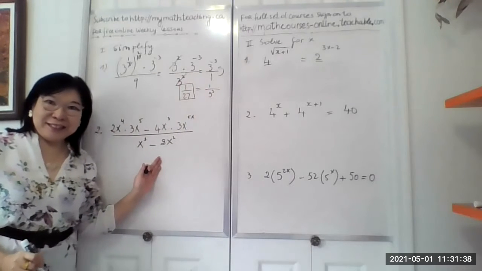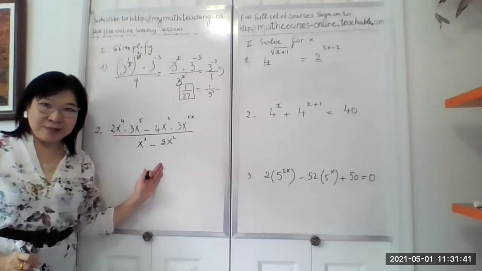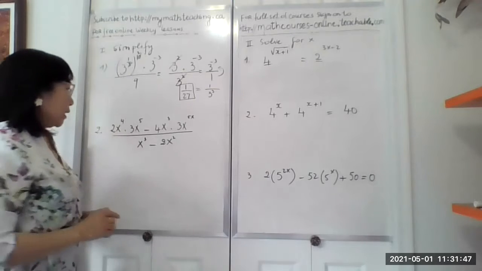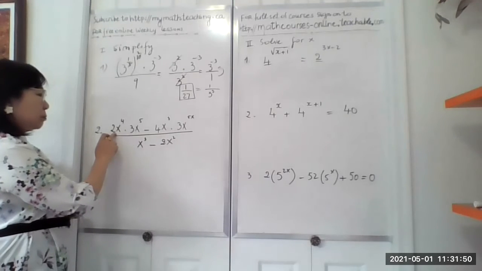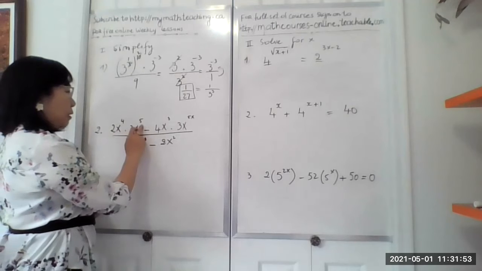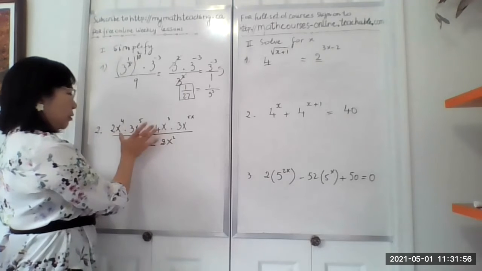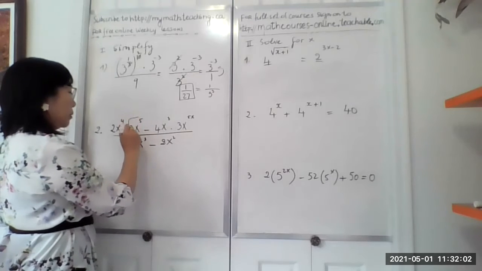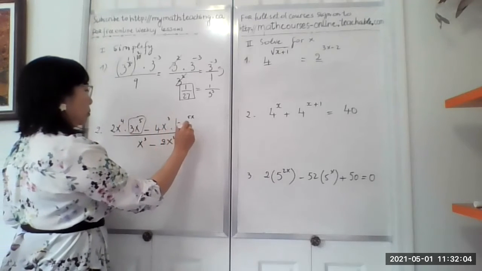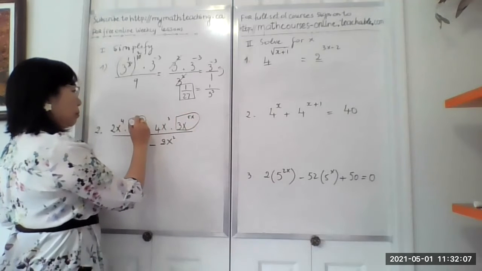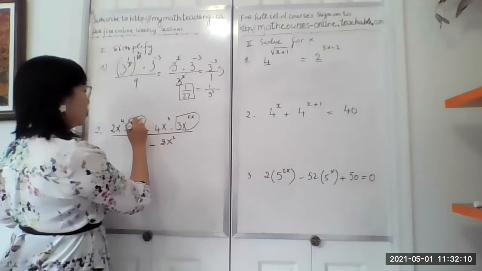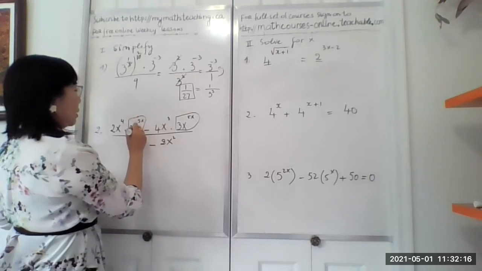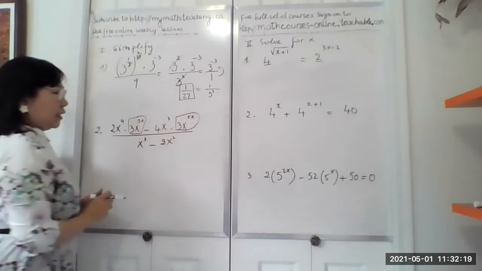Now, the second question is a little bit more complex, so we have to be careful when we deal with the second one. Let's check. We have the base here, base 2. We have 3x to the power 5, we have 4, so they're not the same base. But we do have this number and this number look the same. 3x to the power 5x and 3x to the power 5x should be the same.